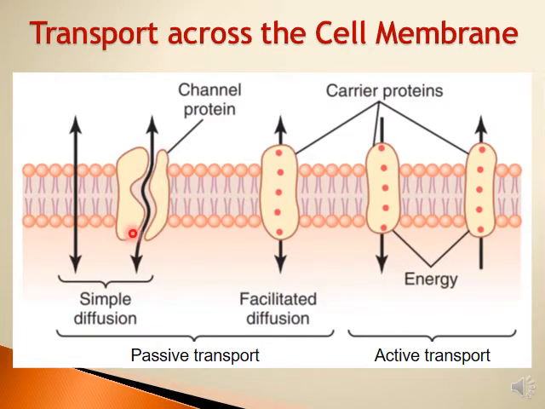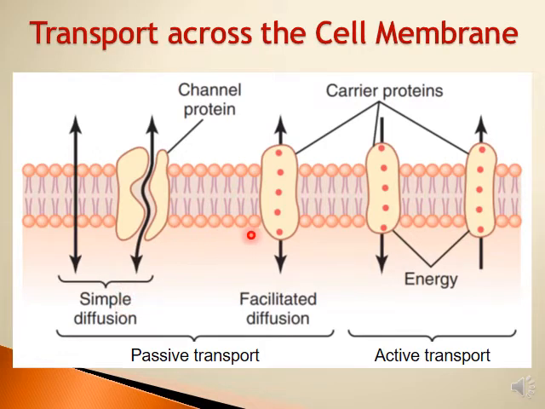This type of transport is called simple diffusion, and the driving force here is the concentration gradient. If I have the concentration of the molecule high on one side and low on the other side, these molecules will move from the high concentration to low concentration across the cell membrane, either directly or through the channel protein. This is called simple diffusion.